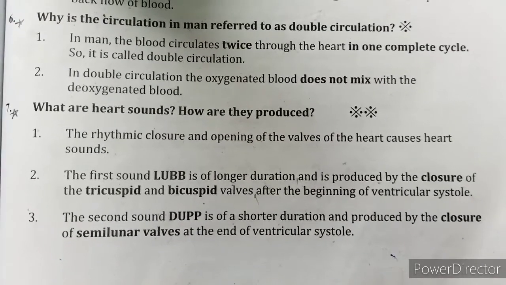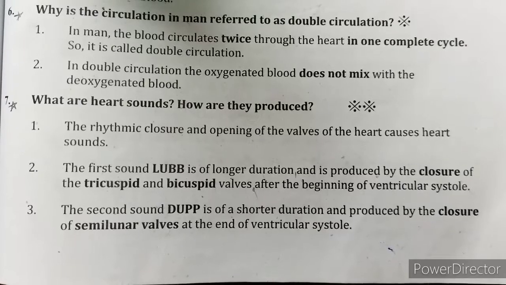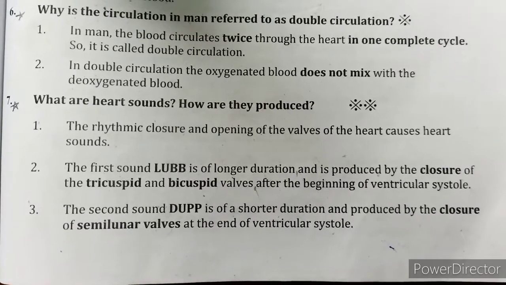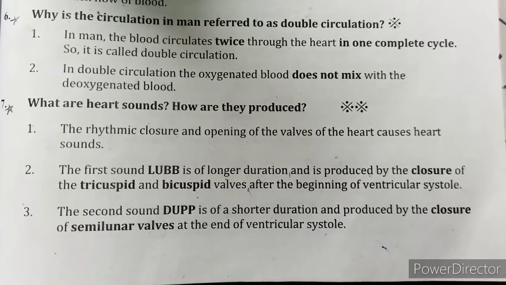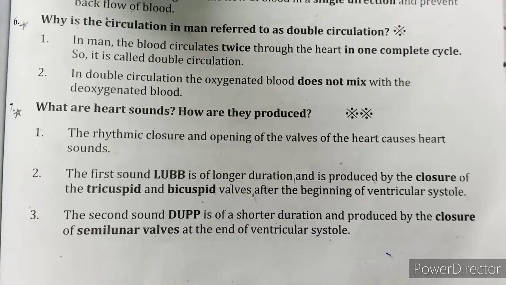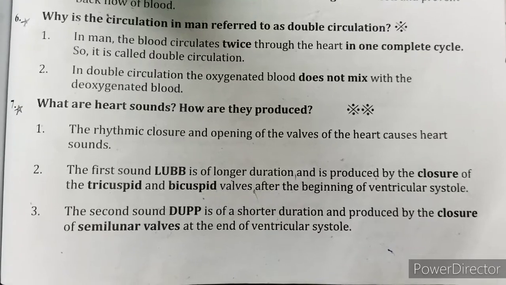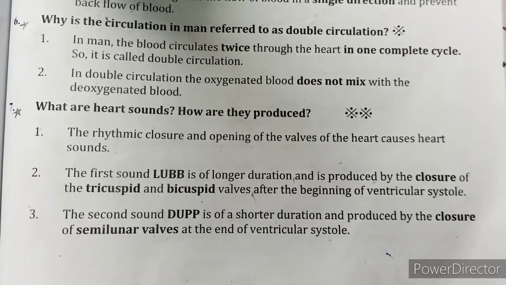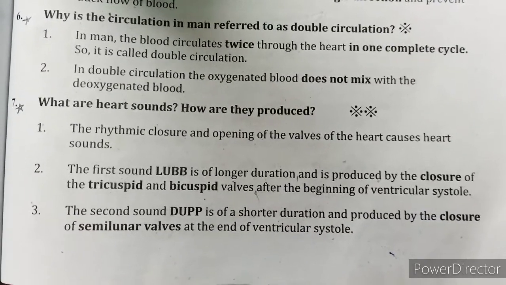In man, the blood circulates twice through the heart in one complete cycle, so it is called double circulation. In double circulation, the oxygenated blood does not mix with the deoxygenated blood. What are heart sounds? How are they produced?